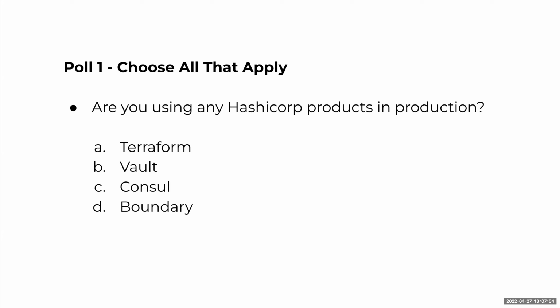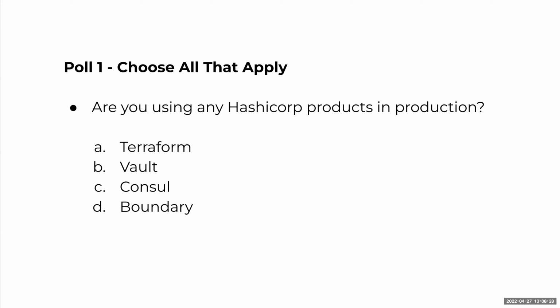So Kelly, if you can tee up the poll here. First, before we get started, we want to make sure that everybody's ready and active, and we love active participation in these events. So here's the first poll of the day. Are you using any HashiCorp products in production? Answers are Terraform, Vault, Consul, Boundary, and there may be some products which are not listed here, but we want to figure out what you have running, and more than one response is perfectly fine.